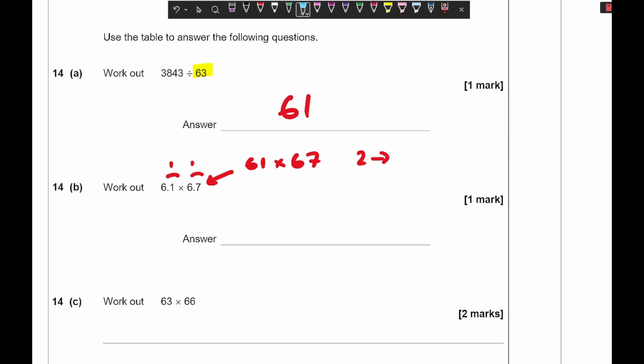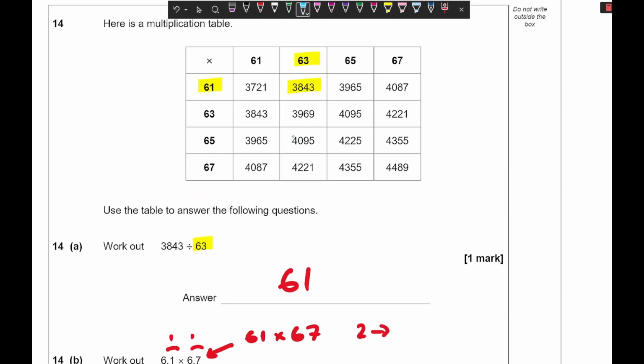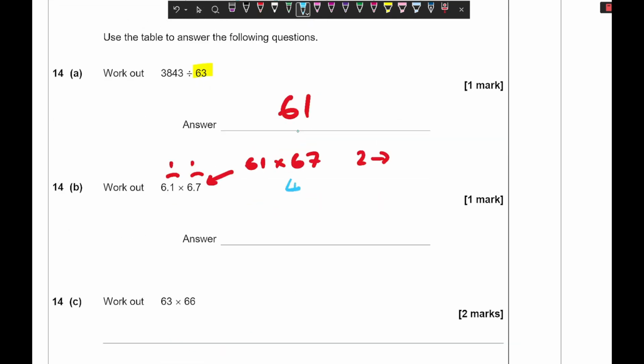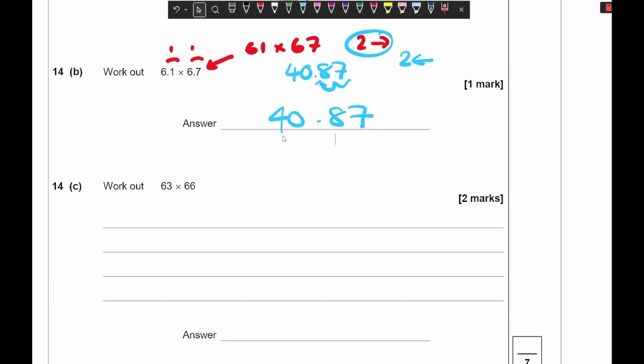Now looking at the grid above, 61 times 67 is 4,087. So I write 4087, and now what I need to do is move the decimal point back 2 places, which gives me an answer of 40.87. Then finally we just need to work out the answer to 63 times 66.